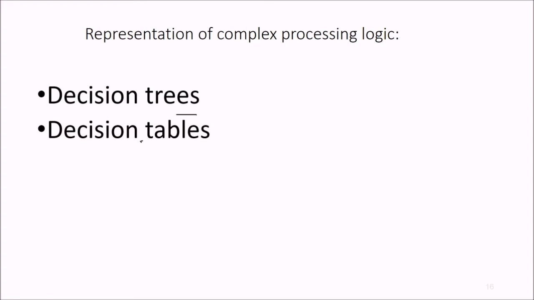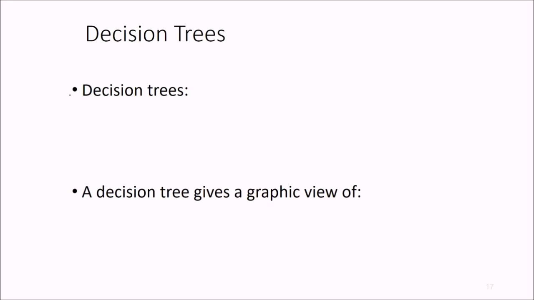How to represent complex processing logic now? Because you will have a lot of processing in software. How are you going to represent it? For that, you have decision trees and decision tables. So let us start with decision trees.